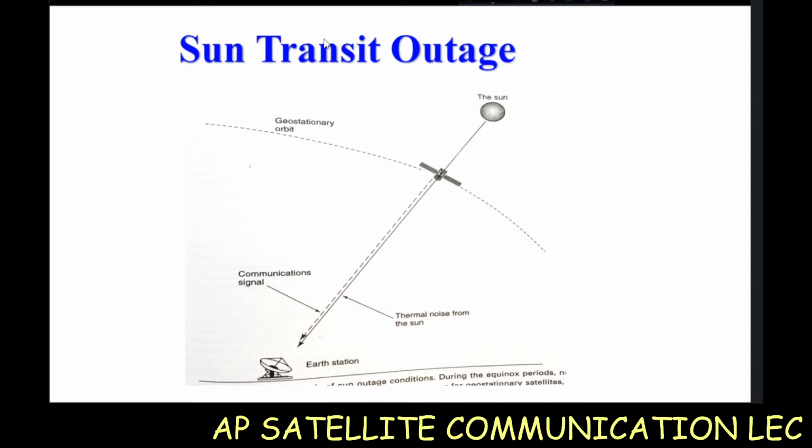Just try to visualize this situation that suppose at a certain point of the day, say early in the morning, when you look up at the sky, the sun is near one of the horizon.